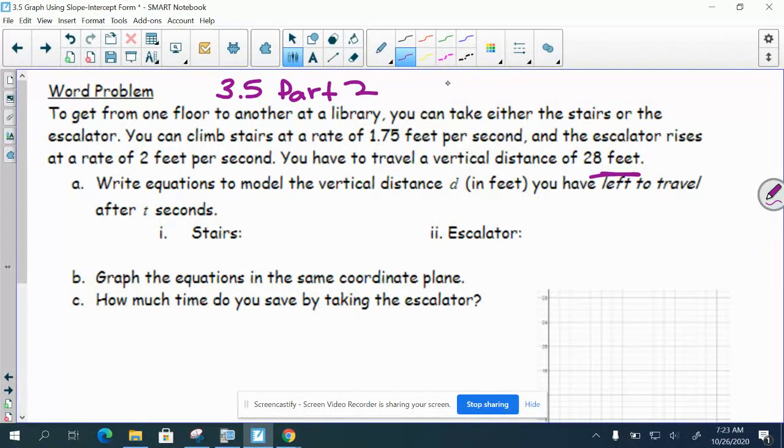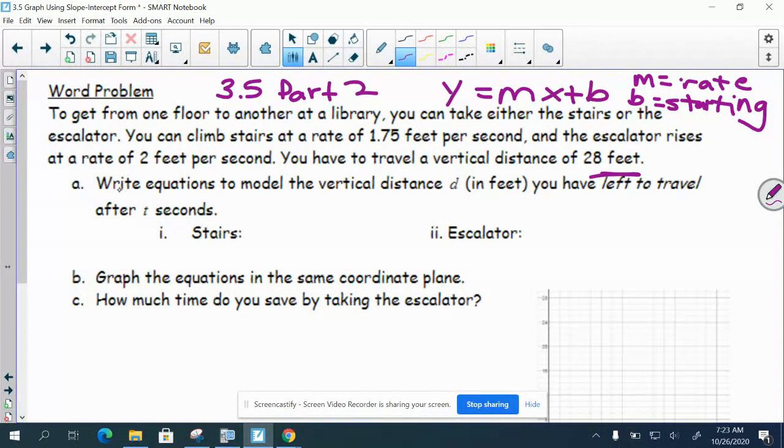So remember, slope-intercept form is y equals mx plus b. So m represents the rate, or your slope, and b represents the starting position in a word problem. So write the equations to model the vertical distance d you have left to travel after t seconds. So the distance d represents the amount you have left to travel.